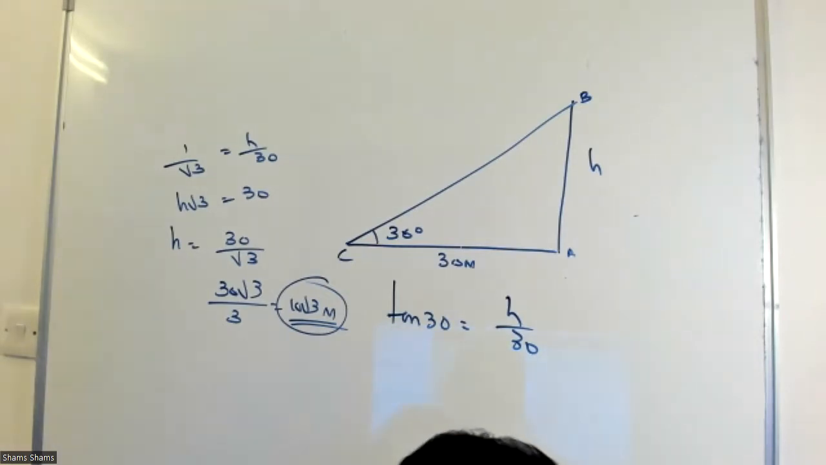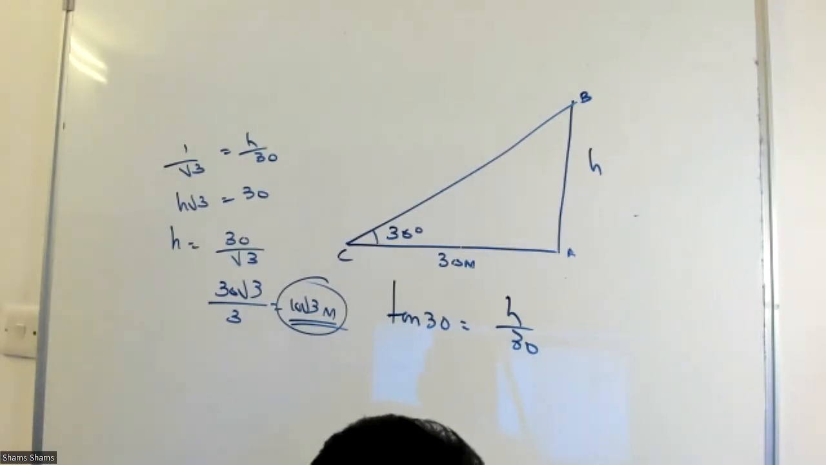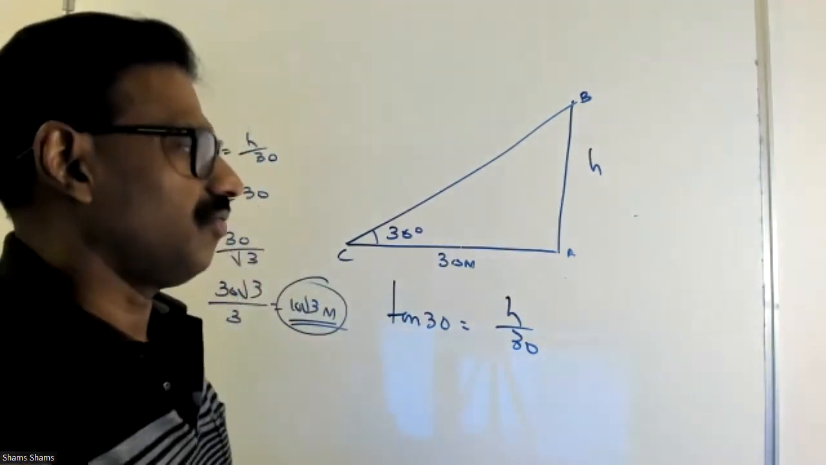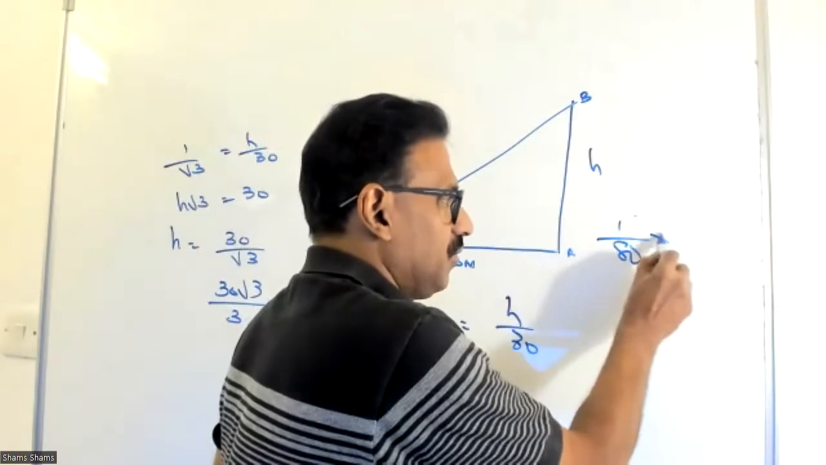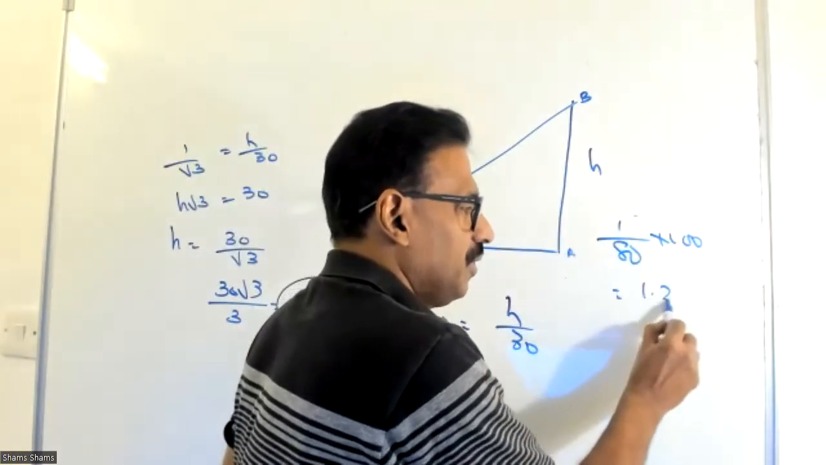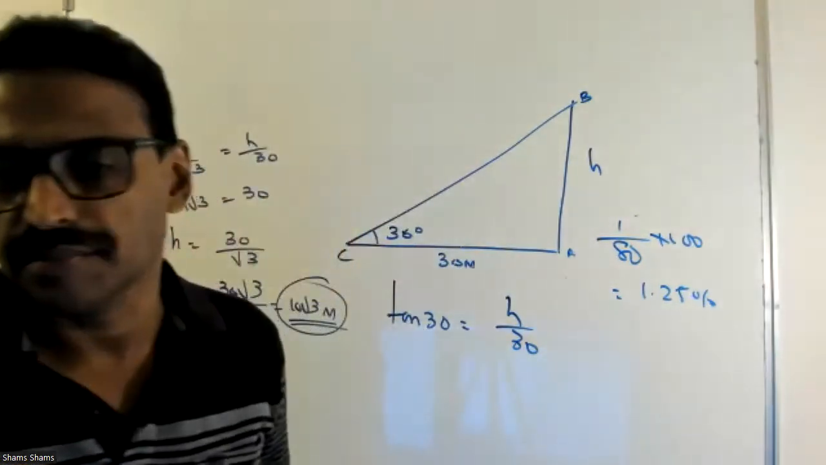For explanation, if you forget, maybe this is a 4-mark question, 1 mark you'll miss. 1 mark missing is not just 1 mark, it is 1.25% you are missing. You feel, oh, 1 mark only missing, but 1 divided by 80 into 100, we just calculate it, 1.25% you are missing.